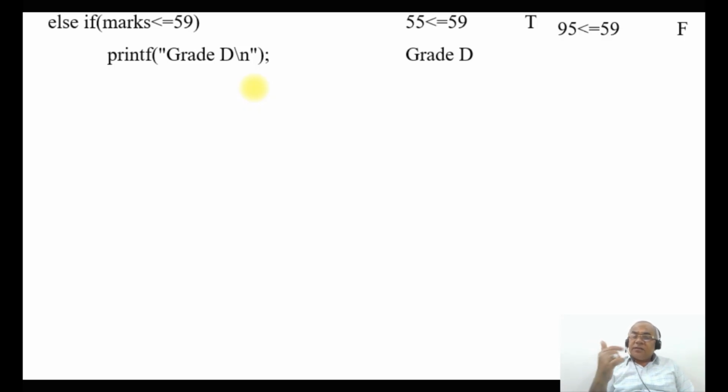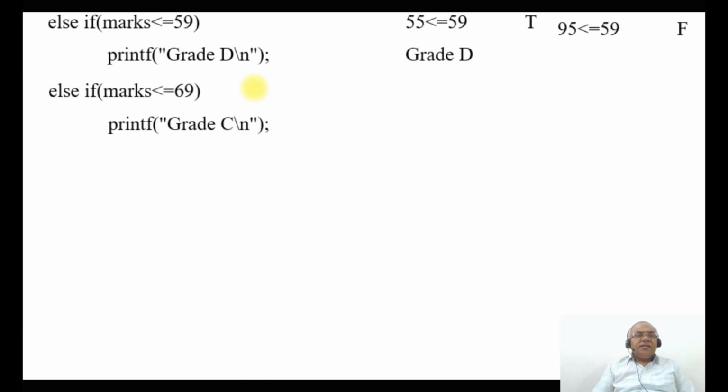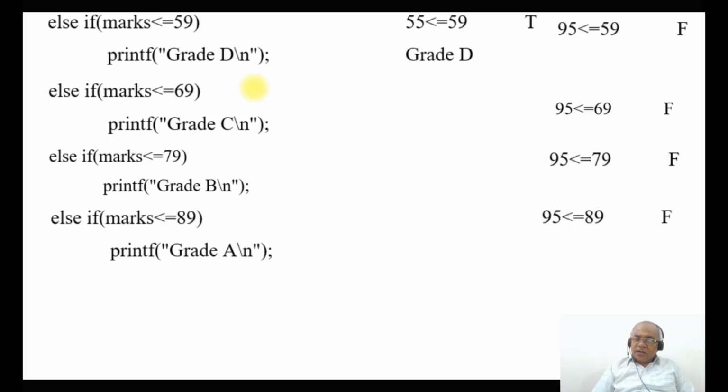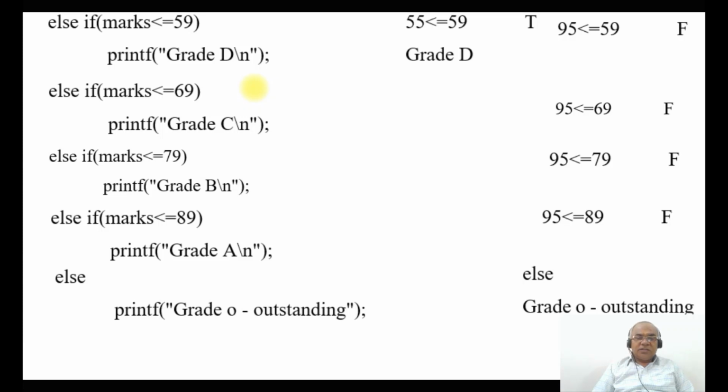Then he has explained the other case, where 95 is less than or equal to 59. So it is false. Then else if marks is less than or equal to 69, grade C. That is also not satisfied because 95 is not less than or equal to 69. Then else if marks is less than or equal to 79, then printf grade B. Again 95 is not less than or equal to 79. Else if marks is less than or equal to 89, grade A. There also 95 is not less than or equal to 89. So else grade O, which is the outstanding.